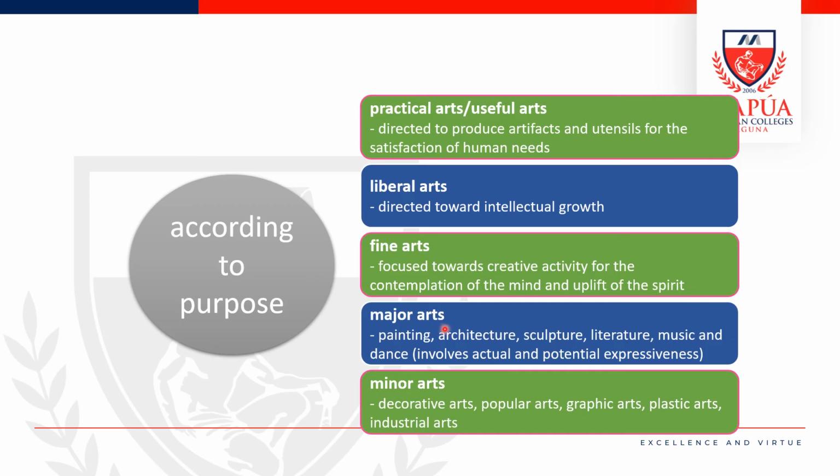Major arts, the purpose of major arts is to involve people, to allow them to express themselves. Minor arts are for creation. Okay, example, decorative arts, popular arts, graphic arts, plastic arts, for pleasure. Okay, so these are the types of art according to their purposes.